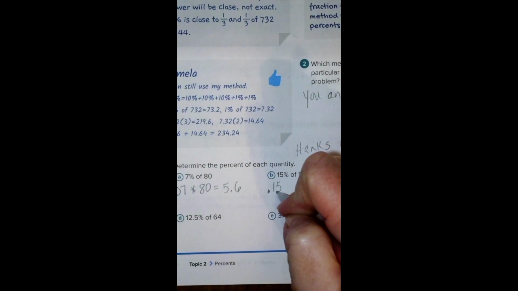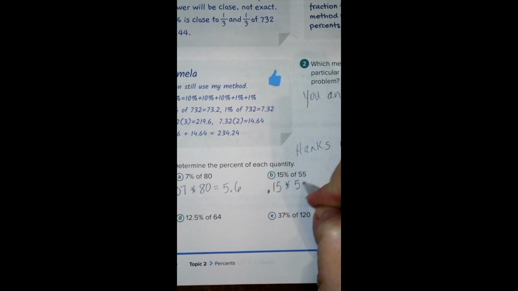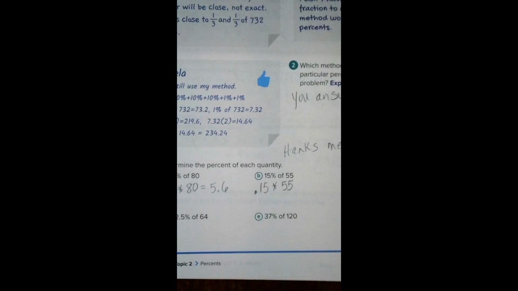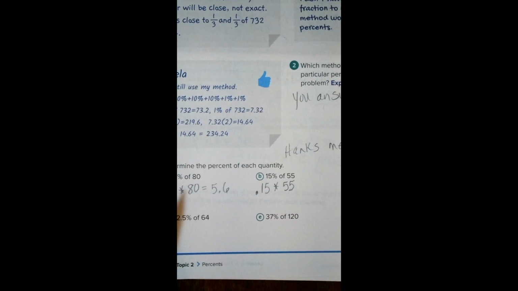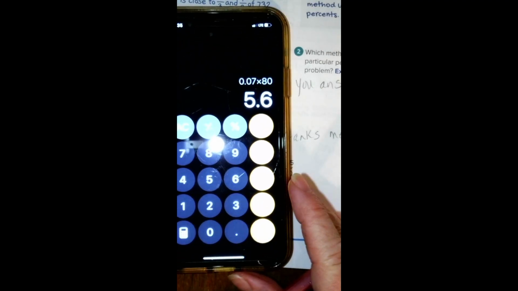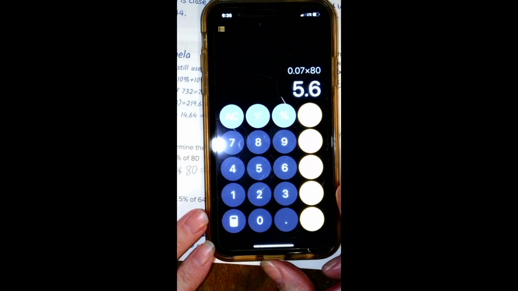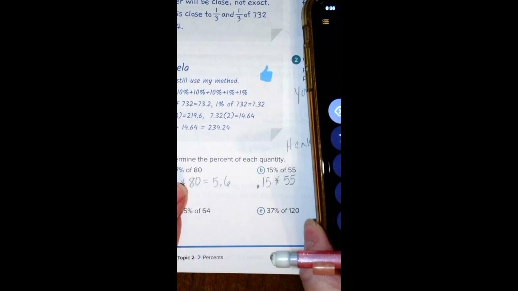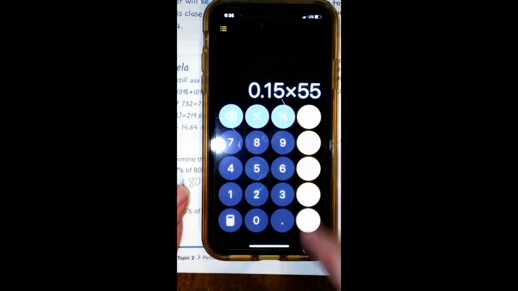Letter B, 15% of 55. So 0.15 times 55. And you can probably use benchmark percents to figure that out pretty quickly. Right? 10% is 5.5. And we would do half of that. And we're going to add that together then. But I want to do Hank's method. I want you to have some familiarity with that as well. So 15% is 0.15 times 55, 8.25.